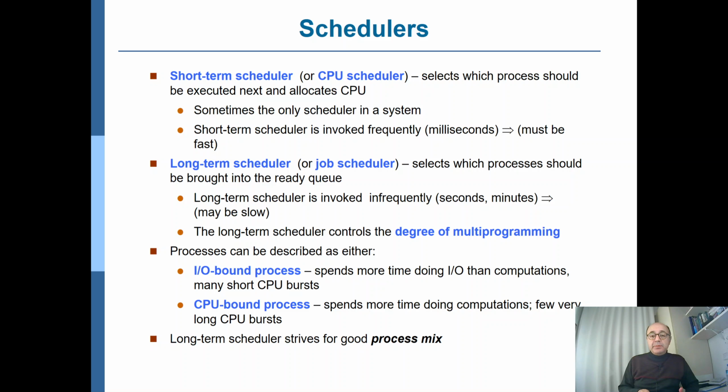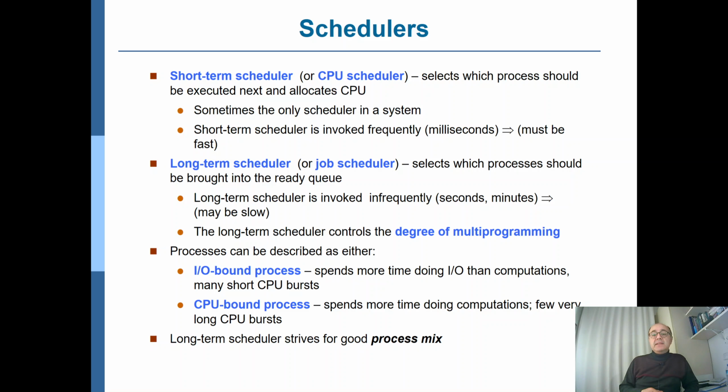If the CPU scheduler is not efficient, then you'd have so much overhead, and the system is doing just overhead rather than useful work. Therefore, the CPU scheduler has to be very brief and very fast. That's the most basic thing.